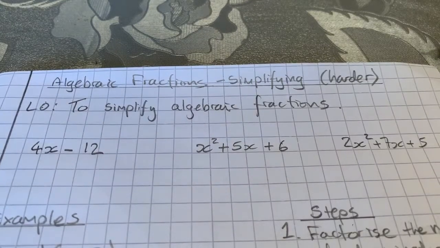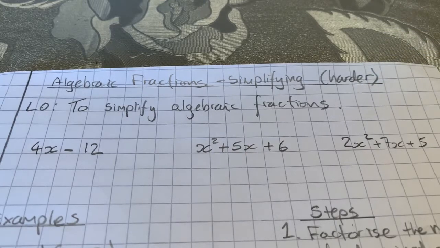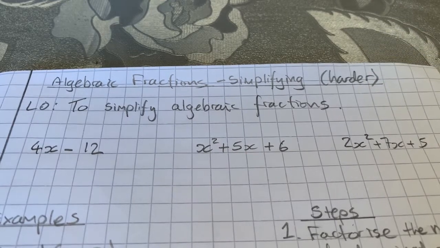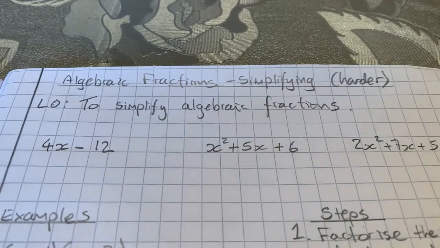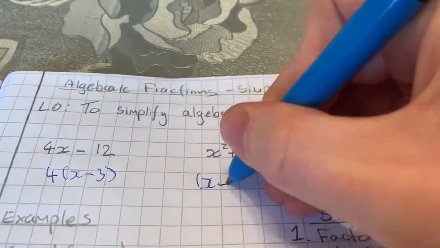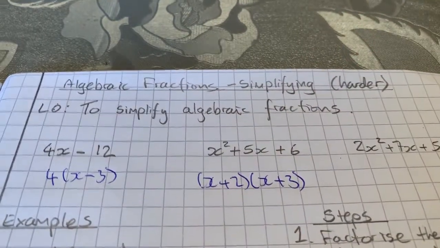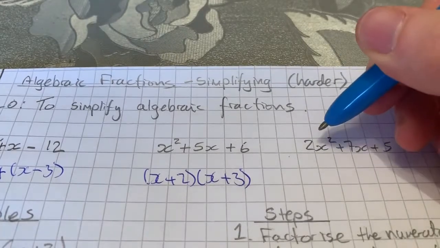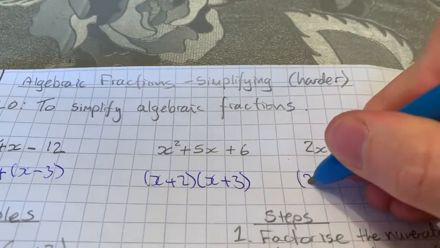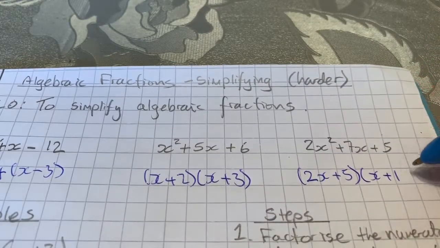This video is going over simplifying algebraic fractions, and we're going to look at some harder ones with more tricky factorising involved. Just to recap, these are the different skills you do need to have to do this. Factorising an expression, so for example x minus 3. Factorising a quadratic where the coefficient of x squared is 1, so that will be x plus 2, x plus 3. And then factorising a quadratic where the coefficient of x squared is more than 1, so that will be 2x plus 5 and then x plus 1.